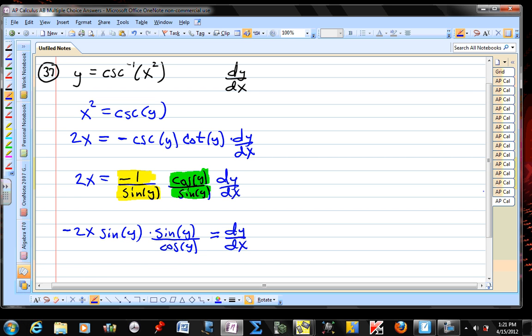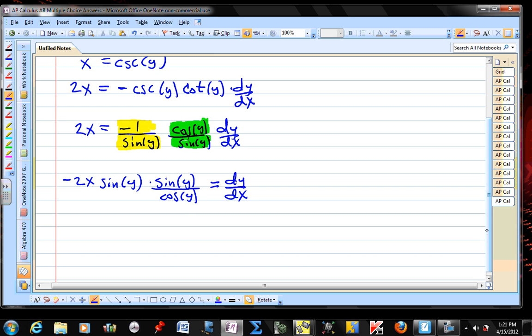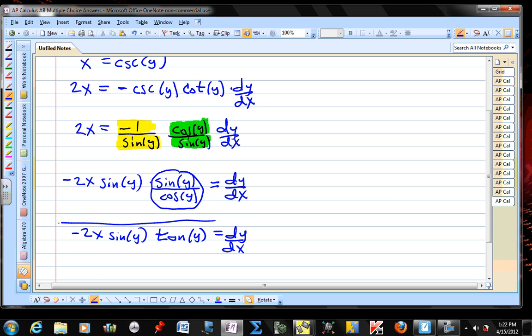Okay. This doesn't match any of the options. So, or does it? Yes, it does. Remember that sine over cosine is the same thing as tangent. I thought we'd have to go back and draw a picture and get this in terms of x. But it wasn't as bad as it looked. This matches option letter B.